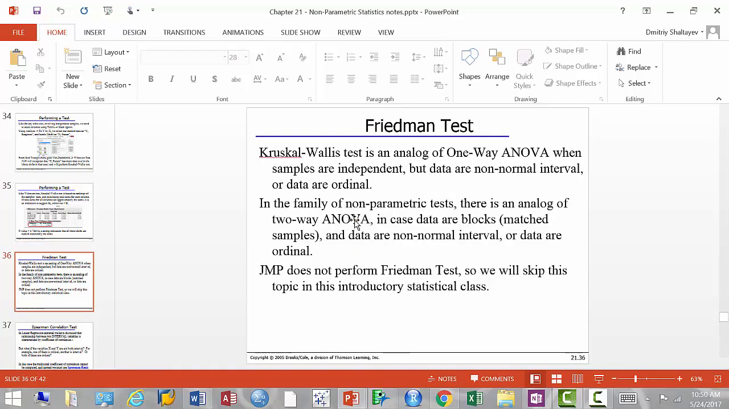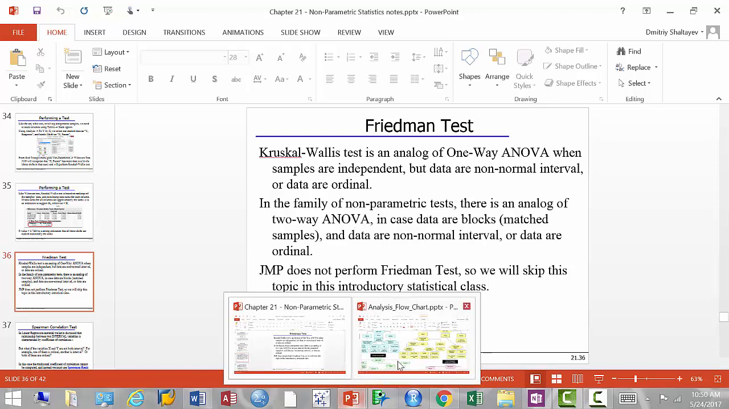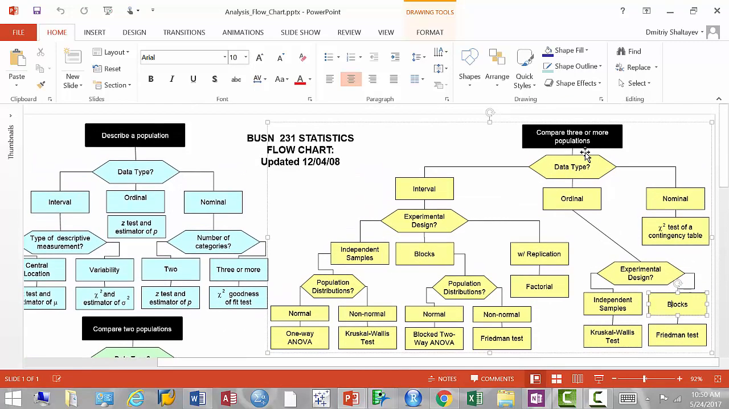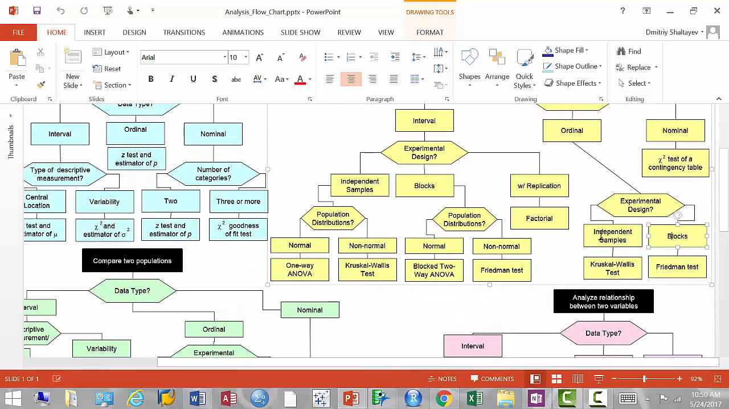All right, ladies and gentlemen, let's go back briefly. This is something I wanted to mention. We're not going to go over this test. In this problem, I compared 3 populations, the data type was ordinal, and my experimental design was independent samples, so I used the Kruskal-Wallis test, which is a non-parametric analog of one-way ANOVA. But we also studied two-way ANOVA. Two-way ANOVA we use when our samples are not independent, when observations on the same line are matched to one another using some criterion, whatever it is.